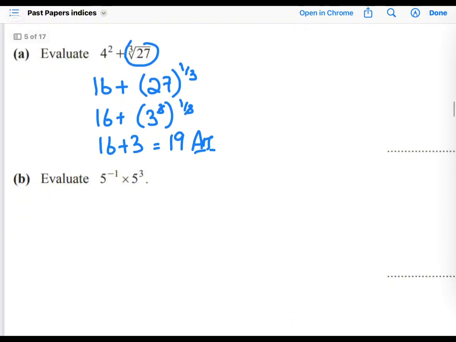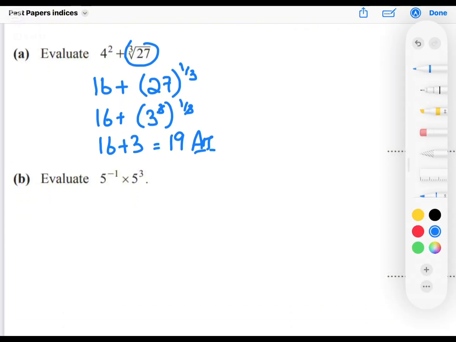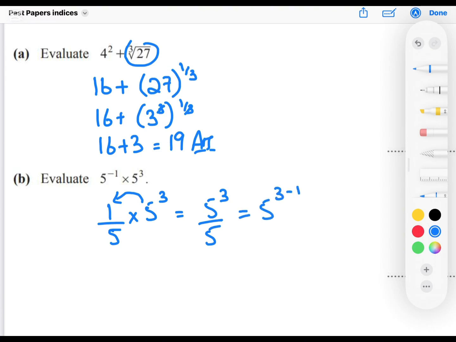Now next part. Part number B, evaluate 5 raised to the power negative 1 multiplied by 5 raised to the power 3. Power is negative, so first I need to make the power positive, so I have to reciprocate it. It will become 1 upon 5 multiplied by 5 raised to the power 3. So 5 raised to the power 3 multiplied by 1 will become 5 raised to the power 3 divided by 5. As you see, bases are same, so power will be subtract, 3 minus 1. So it will become 5 square. 5 square is 25. So the final answer is 25.